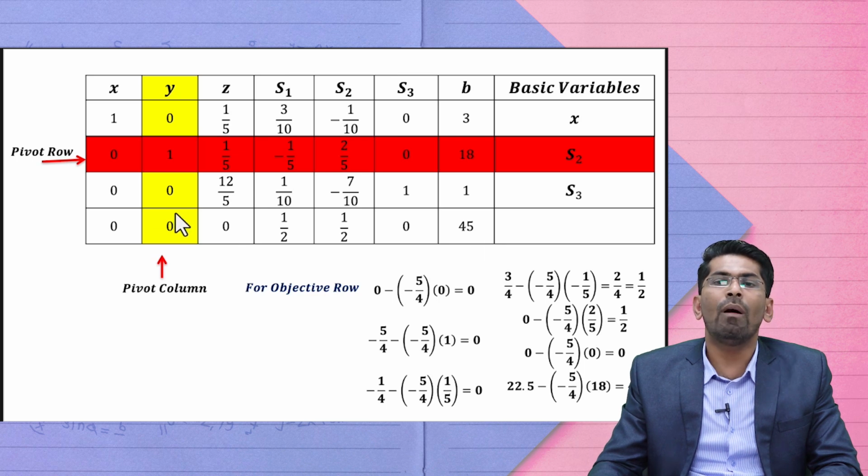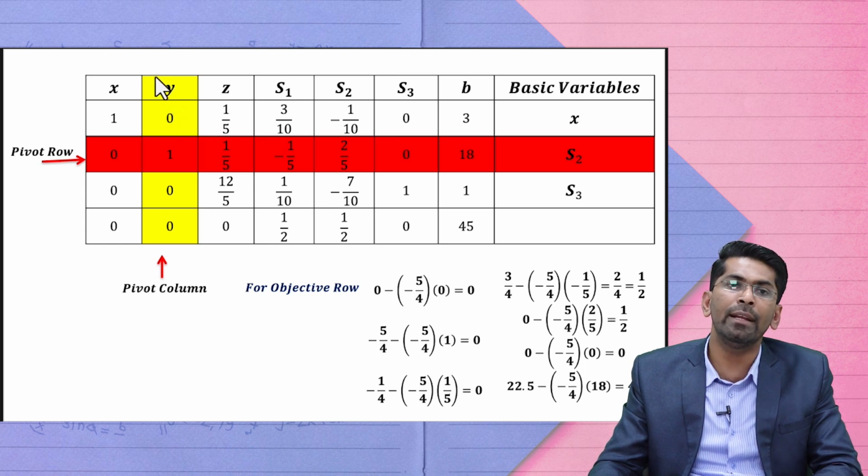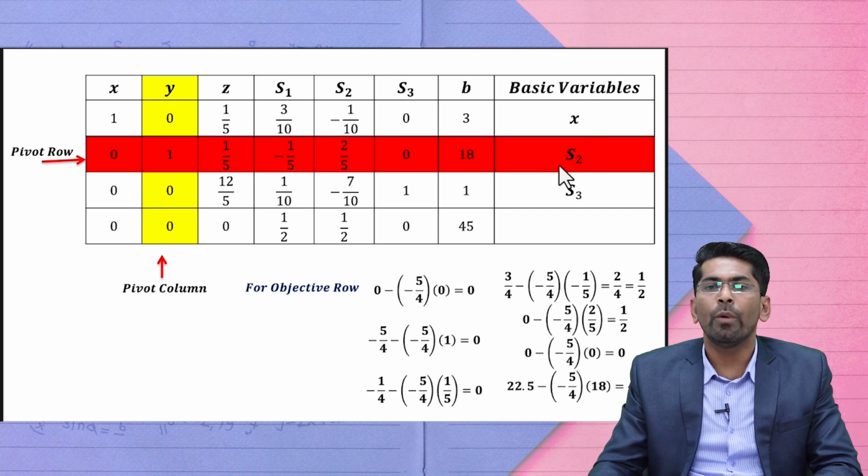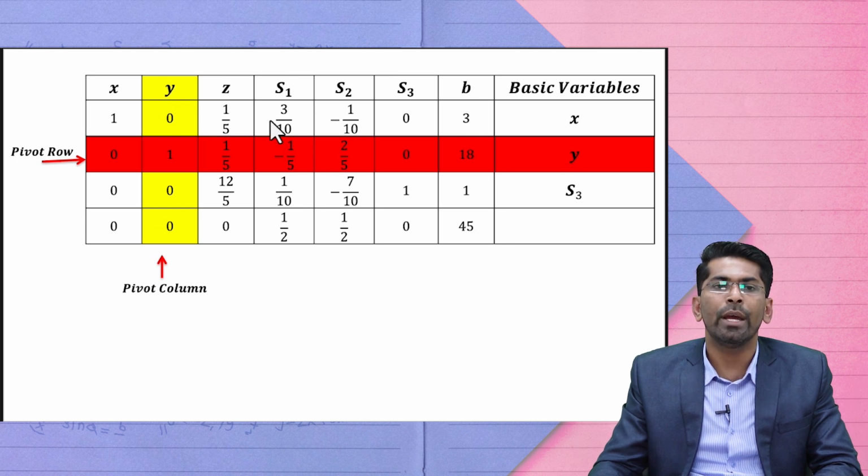Once all the elements in the new table are calculated, now we are replacing the departing variable with the entering variable. What is the entering variable here? The pivot column corresponding variable will be the entering variable. So the entering variable will be y. And what is the departing variable here? It is the pivot row variable, that is the basic variable S2, which will be the departing variable. So here we are going to replace S2, which is the departing variable, by using the entering variable, that is y. So therefore here I am going to replace S2 by y.